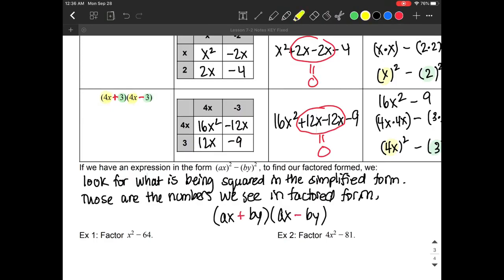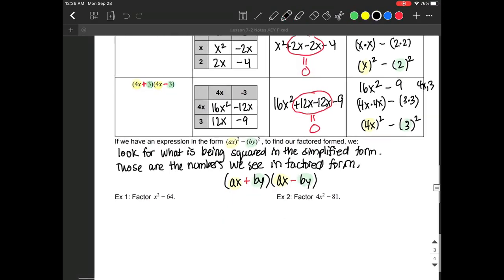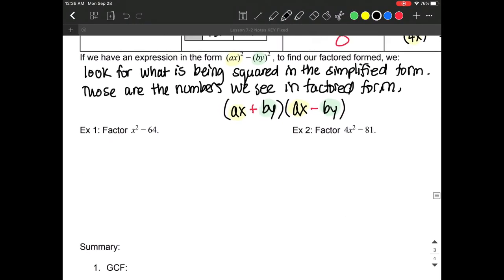So to recap, this is the first term that's being squared, so that's the first term I see in my factored form. This is the second term that's being squared, so that's the second term that I see in my factored form. Right? And let's try examples.